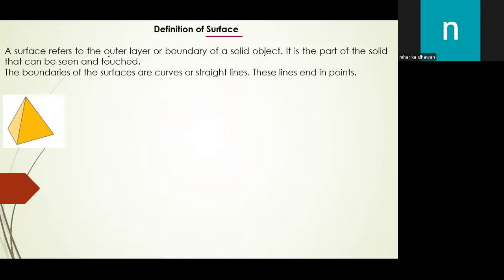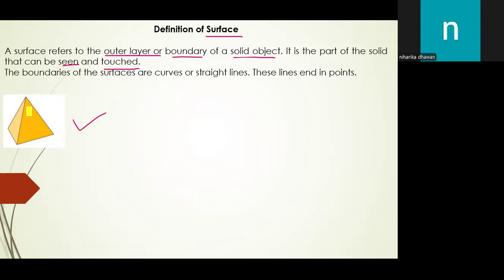A surface refers to the outer layer or boundary of a solid object. It is a part of the solid that can be seen and touched. Let's look at the figure first to understand this definition in a better way. Consider this solid. This one is a solid.